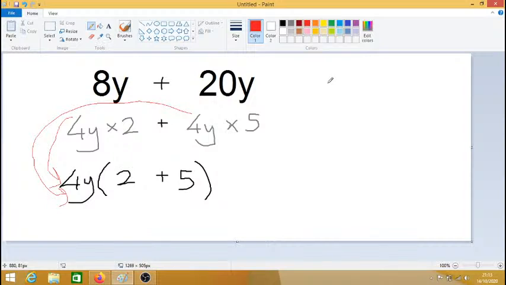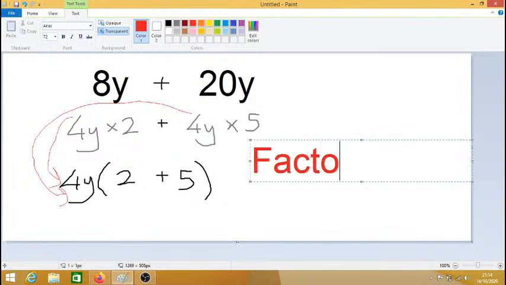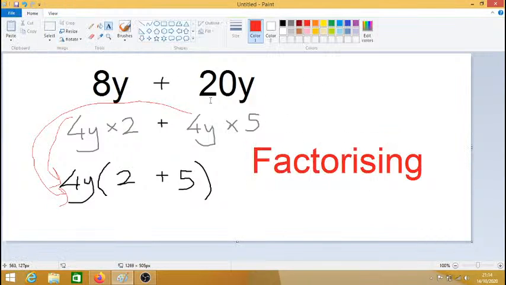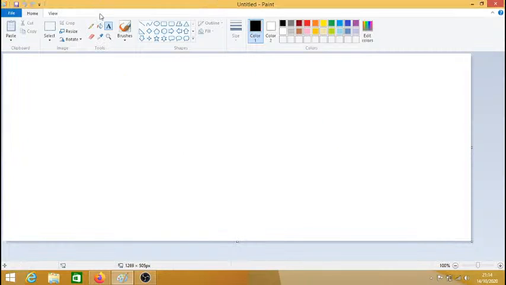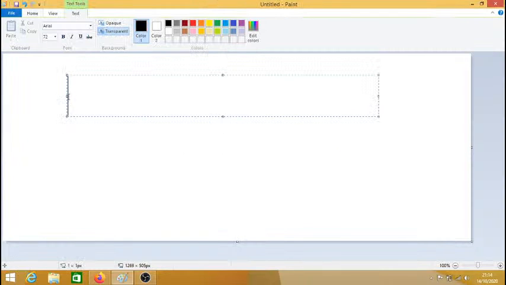Okay, it still works out to be the same. 8y plus 20y would be 28y. And then 2 plus 5 is 7 times the 4y. That makes 28y as well. But the point, what you're trying to learn isn't to get the answer, but to be able to rewrite the question in a different way. This is called factorizing. And you're pulling out the common factor. Okay, and then let's go to a slightly higher level.